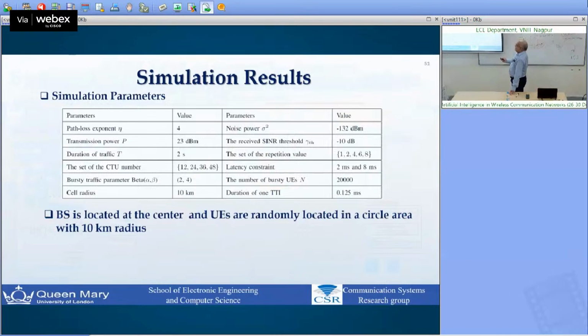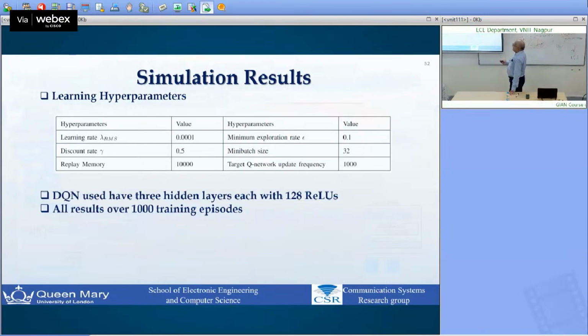So now, path loss exponent, transmission power, noise power, SINR threshold. From the base station, we have all devices in a 10 kilometer radius. So with these parameters, these are the machine learning parameters.